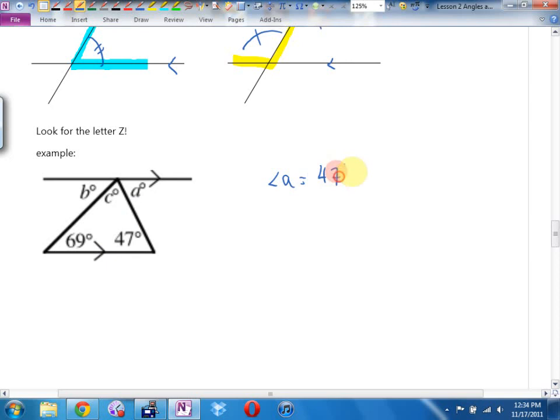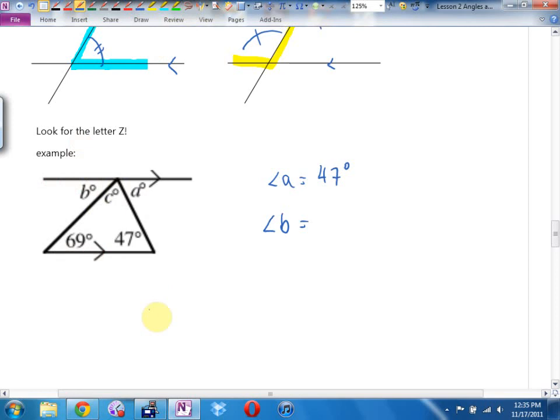What angle am I going to find next? I'm either going to use the 47, the 69, or the A. How big is angle B? Anybody see it? How do you know? Also a Z there. You'll start to spot a lot of these better, but I've got to show you them now. And how big is angle C?